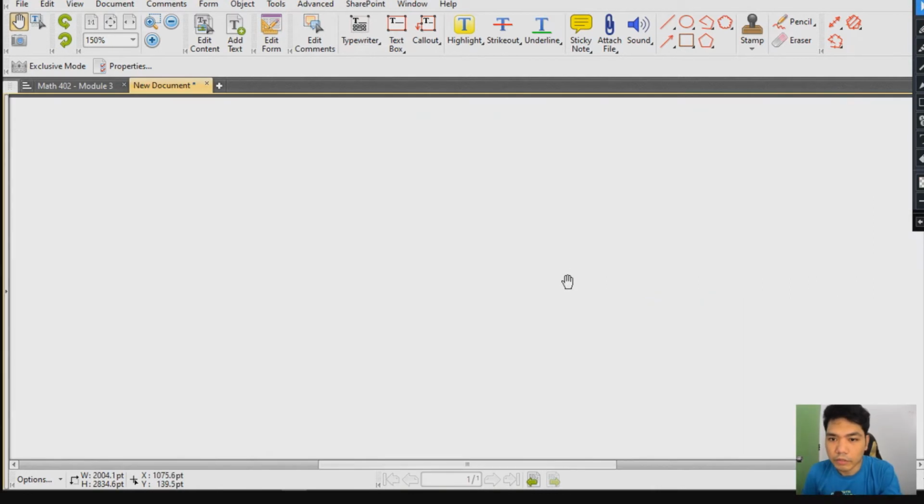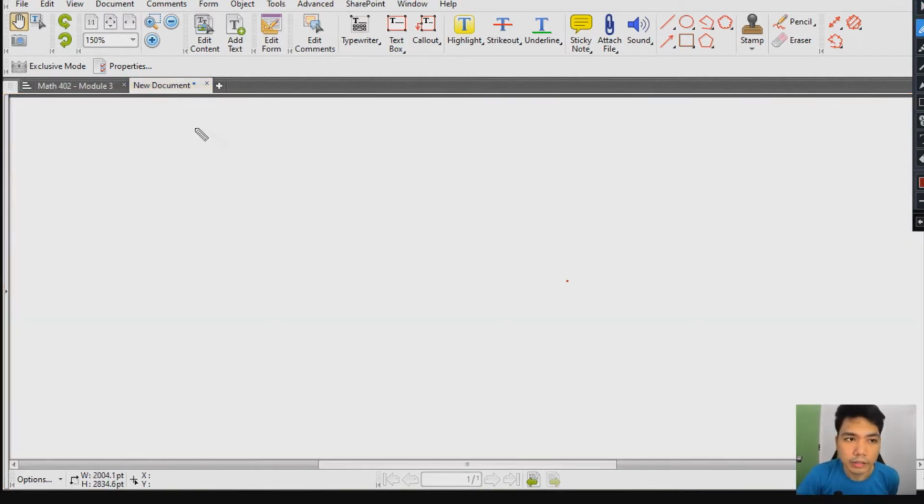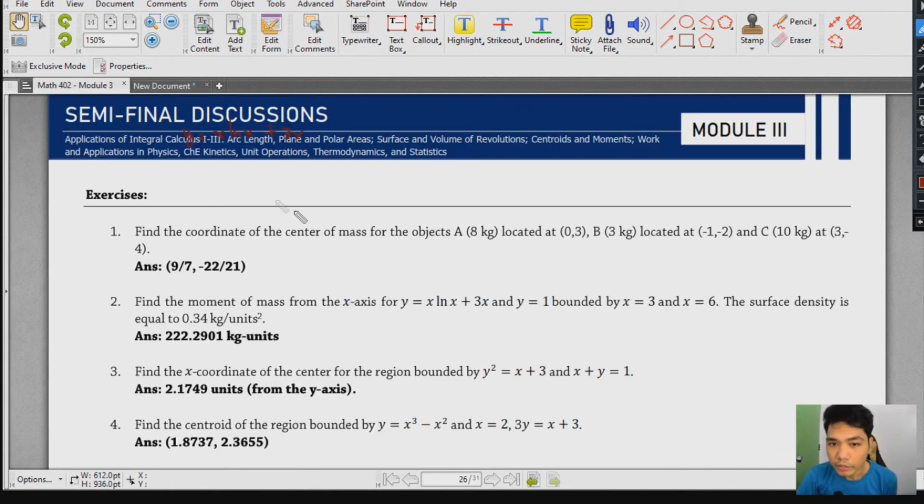So we actually have an equation, and the other equation we need to determine is what g of x is. Here, y is equal to ln x ln x plus 3x, and y is equal to 1. The moment is from the x-axis, right? Bounded by x equal to 3 and x equal to 6, with a surface density of 0.34 kilograms per unit squared.